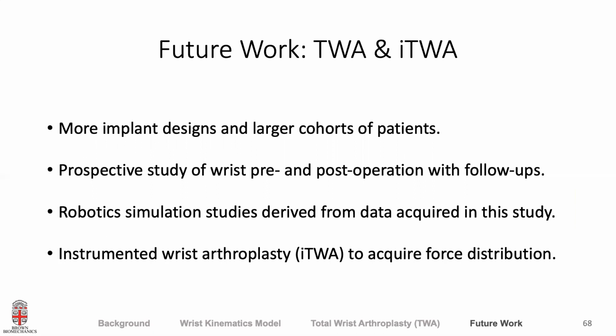And we can use robotic simulation to understand the effects of, for example, alignment easily and non-invasively. And the robotic simulation can be derived based on the data that we captured in vivo. And also instrumented total wrist arthroplasty designs, those devices that have sensors underneath them, can help us to understand the load and forces of the implant and the load distribution at the joint level to improve them.